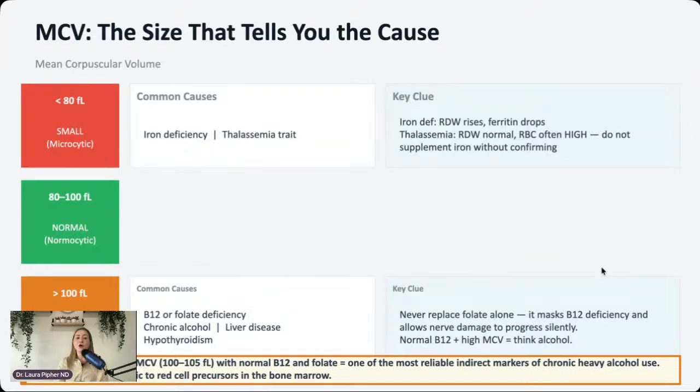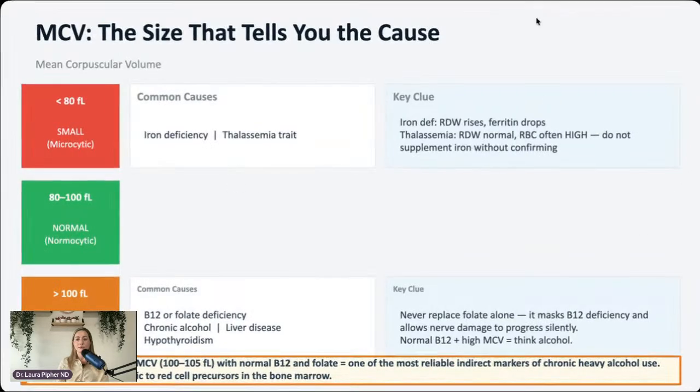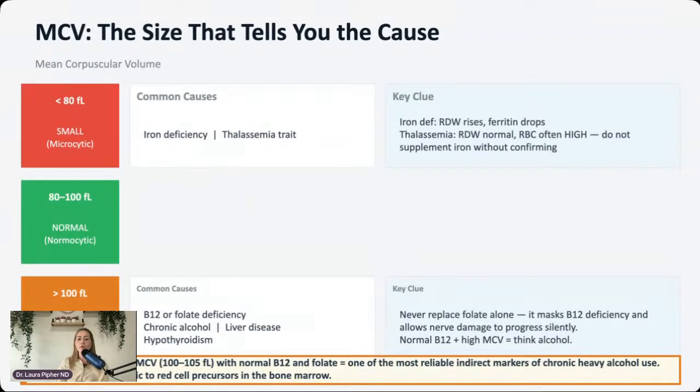And then we have large cells. So an MCV that's over, let's say, 100, this is large, this is macrocytic, and this can be due to a couple of key reasons. Large cells are typically B12 deficiency and folate deficiency.